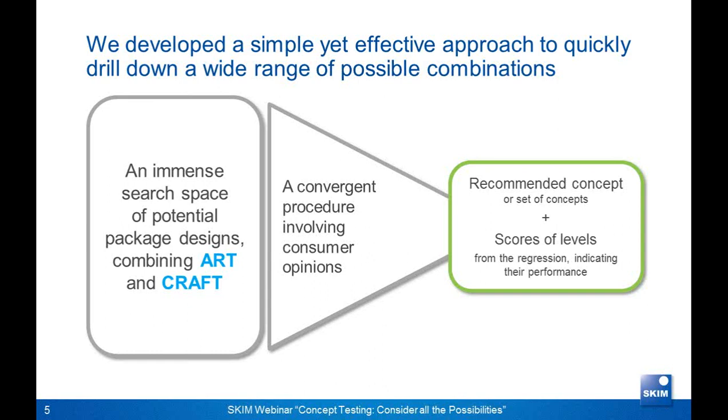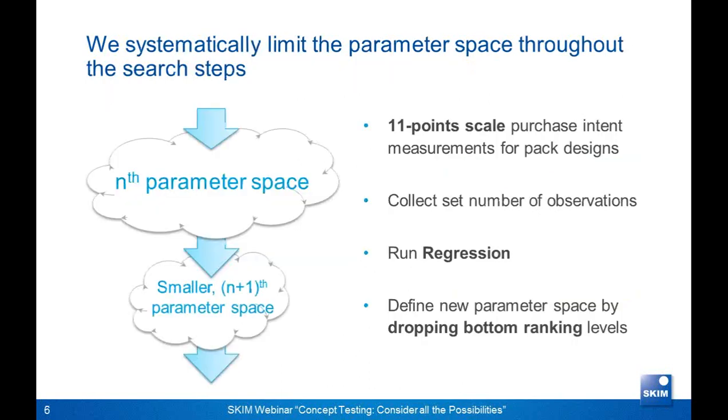Then we use a convergent procedure that involves consumer opinions to find the recommended concept or set of concepts. On top of that, we're also going to find the score levels that indicate the performance and the impact on purchase intent of each single pack design element. This is the most technical side of the presentation, and as you're going to see, it's not really that technical either. Anyway, this is what we do.